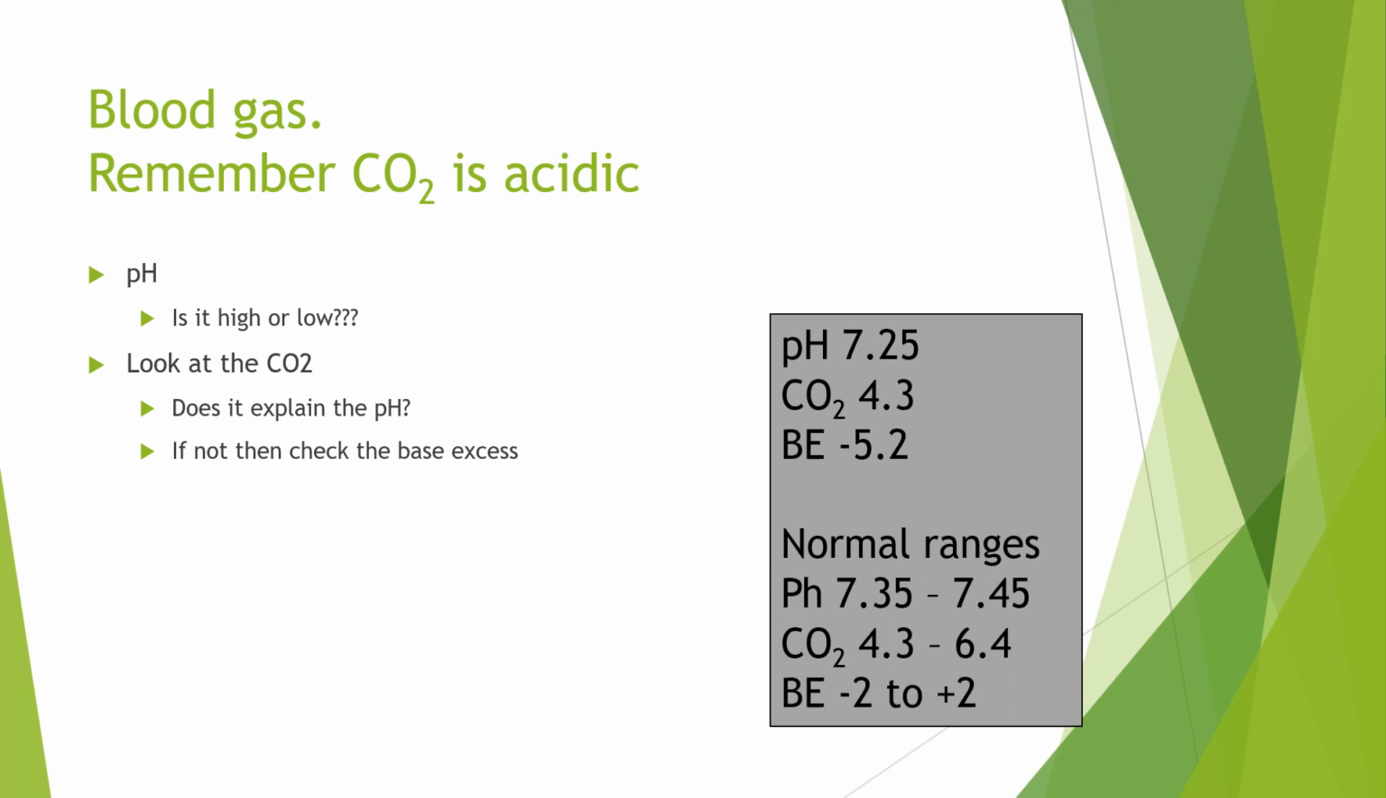Another one, pH 7.25. Does the CO2 explain the pH? The CO2 is low in this one. It does not explain the pH. That means this is not a respiratory picture. The base excess is minus 5.2, so we've got a minus value of excess. That means we do not have an excess. Silly double negatives. It means that the base excess does explain the acidotic value, okay? Because you don't have alkalosis, means that we do have acidosis. This is a metabolic acidosis picture. Okay.